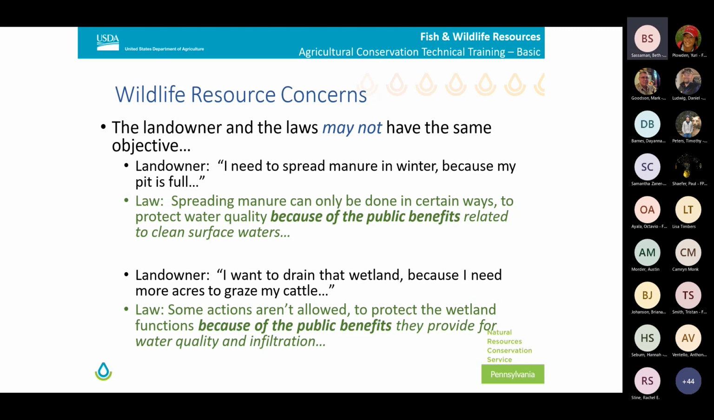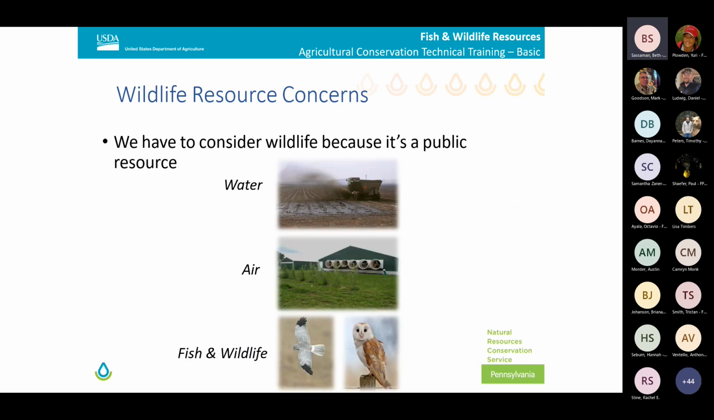We often, and we did historically, drain wetlands to get more land to graze or crop. And the laws changed that to protect wetland functions because of the public benefits that they provide for water quality, infiltration, and flood control. So, like I said before, we have to consider wildlife because it's a public resource, just like water and air.